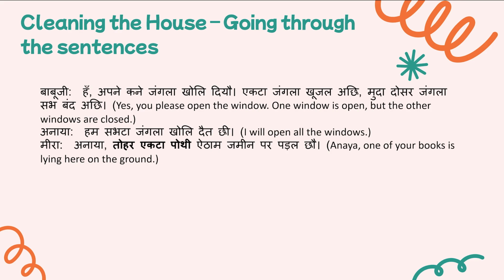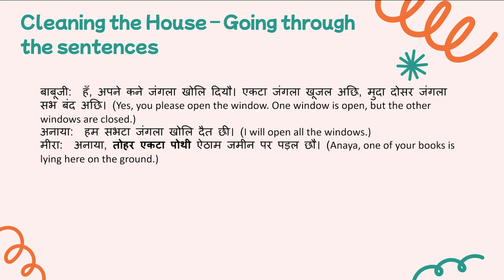But in the next one, where Meera says, Anaya तोहर एकटा पोथी ऐठाम जमीन पर पड़ल छो. Now, Meera and Anaya are sisters, so they have a very intimate and close relationship. That is why she is calling her by her name Anaya and then Tohar ekta pothi.